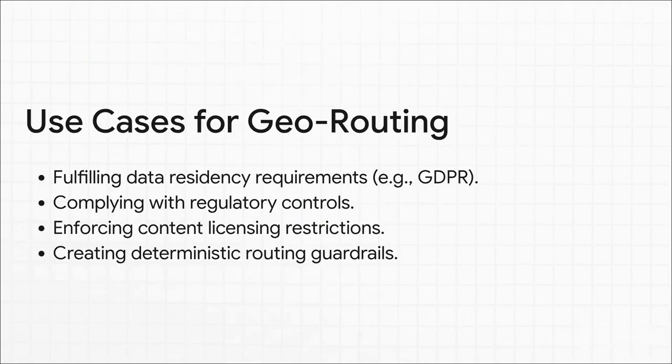So you might be wondering, why would I ever pick rules over pure speed? Well, a lot of the time you don't have a choice. Geo-based routing is absolutely critical for things like data residency laws. Think GDPR, where you're legally required to keep European user data inside Europe. Or maybe it's for content licensing, like a streaming service that only has the rights to show a movie in specific countries. It's all about creating predictable and often legally required guardrails.